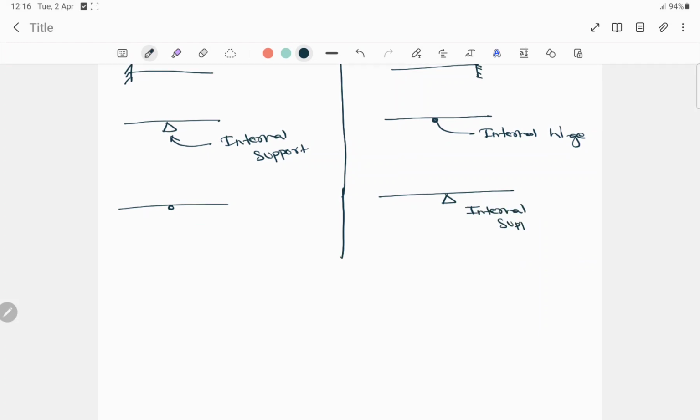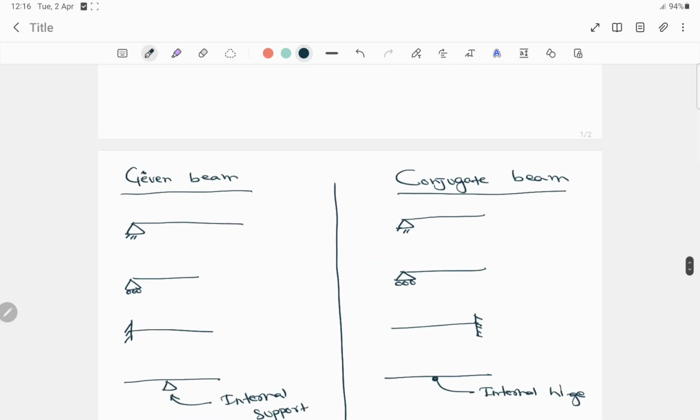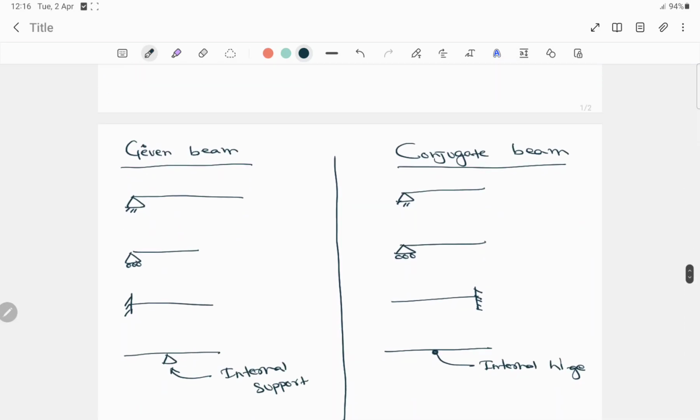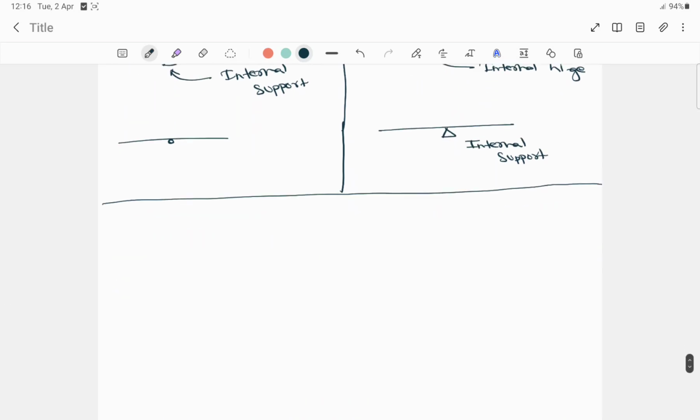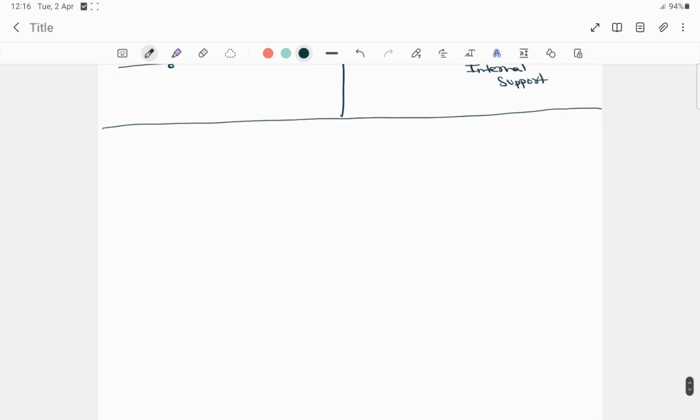Internal supports. So these are a very important thing to remember in case of the conjugate beams. Now I'll write down some of the steps which we need to follow in the conjugate beam method. In this method, we have to follow some steps.